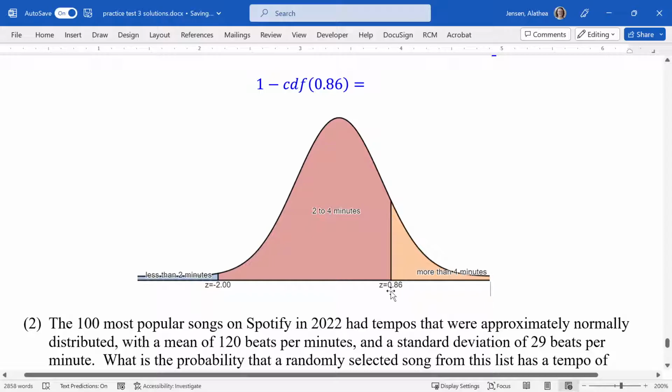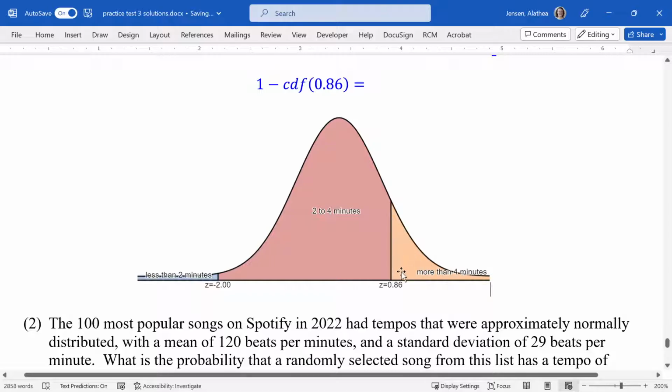So if you want to know the probability that a song lies between those two, you're looking for the area between those two. If you want to know the probability that a song is less than 2 minutes, then you're looking to the left of that z-score. If you want to know the probability that a song is longer than 4 minutes, you're looking to the right of that z-score corresponding to 4 minutes. Okay, so these are the 3 areas that you're looking for.